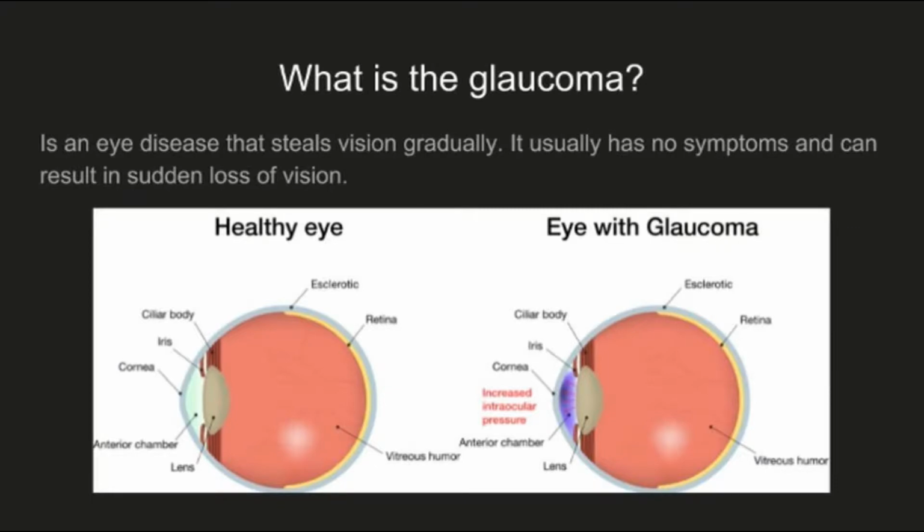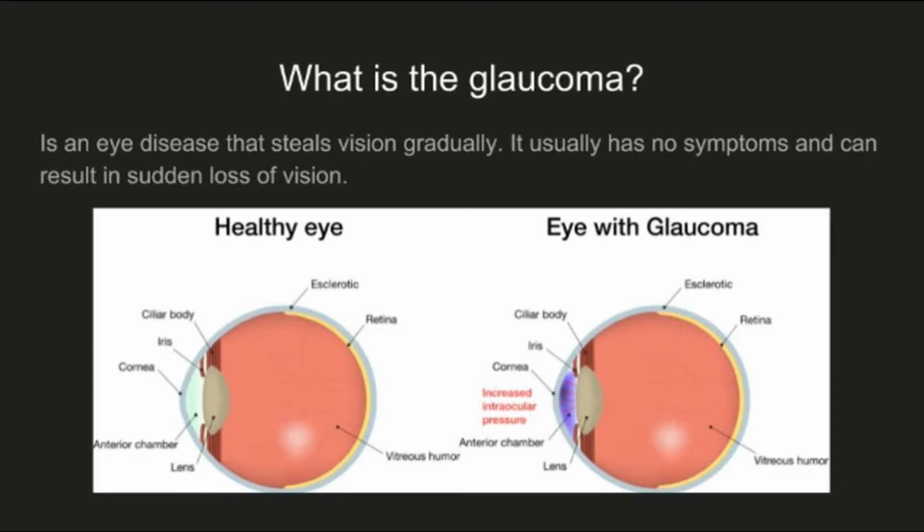What is glaucoma? It's an eye disease that steals vision gradually. It usually has no symptoms and can result in sudden loss of vision. This disease damages the optic nerve. This is caused by increased pressure in the eyes.